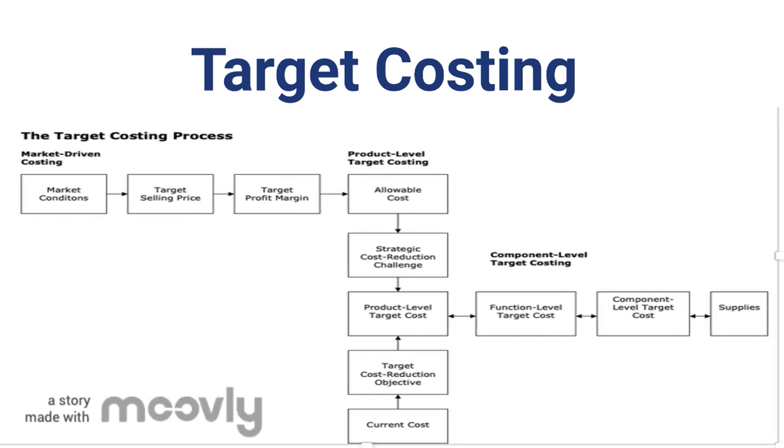Next, this diagram. From this, we can see the different stages of target costing. From the left, we can see an evaluation of the market-driven costing to set the selling price, analyze the market conditions, and then set a target profit margin. Next is the product-level target costing, which looks at a range of activities such as the current costs, strategic cost reduction challenges, and the target cost to understand our internal processes and capabilities. And finally, the component level target costing. This looks at the functional level target costs, the supplies, and the component level target costing.